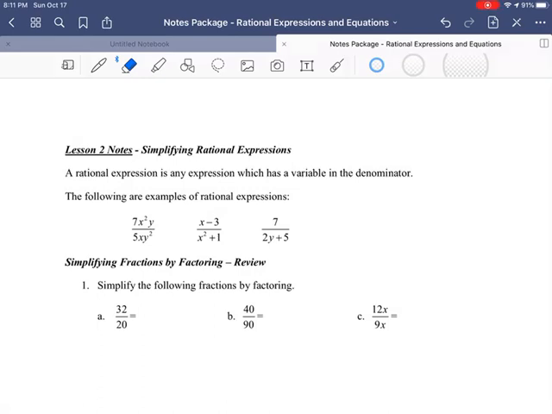All right, lesson 2, simplifying rational expressions. So a rational expression is any expression which has a variable in the denominator. You can see all three of these, there's a variable in the denominator. Things like 3x over 5, that's not a rational expression because there's no variable in the denominator. You could write that as 3 over 5x.